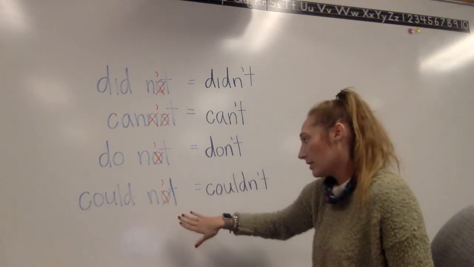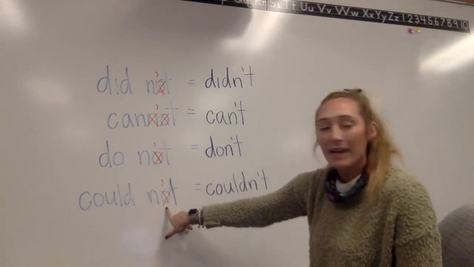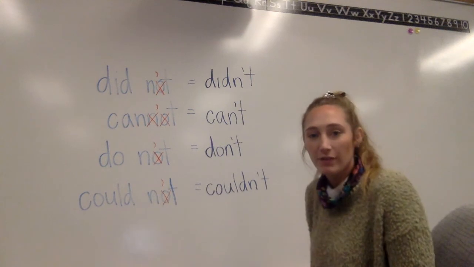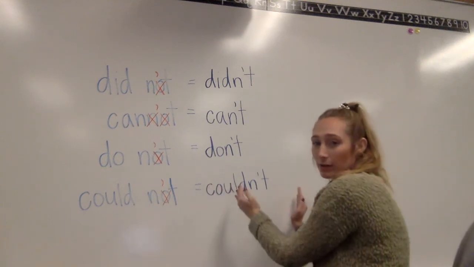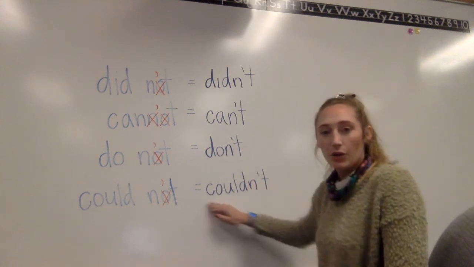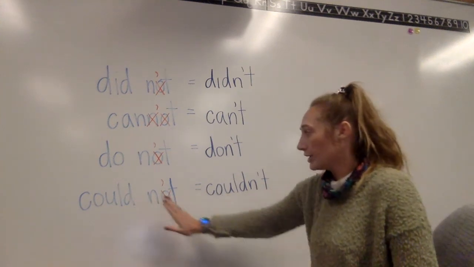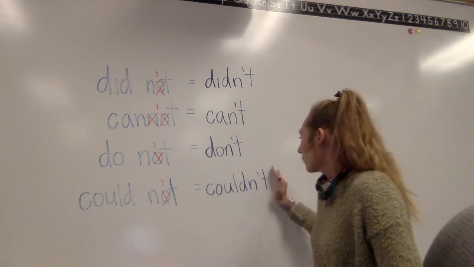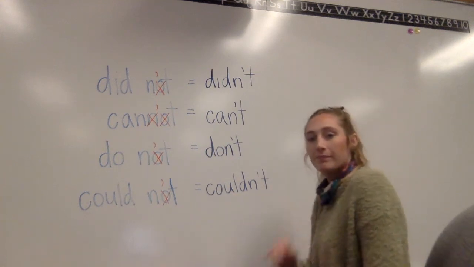Could not. Same thing with do not. We take out the O and add an apostrophe. Combine those two words, take out the O, add the apostrophe. Couldn't. Could not. The contraction for it is couldn't.